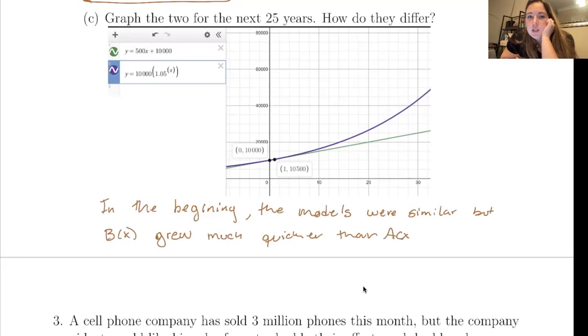They look about the same for the first maybe 4 or 5 years. The models were similar for the first 5 years, that's an approximation. But eventually B gets really, really big. When we say exponentially fast, it means really fast. Exponential models are great, but we can see that this keeps going on and on and on forever and ever. I don't know if a city could hold so many people eventually, right?